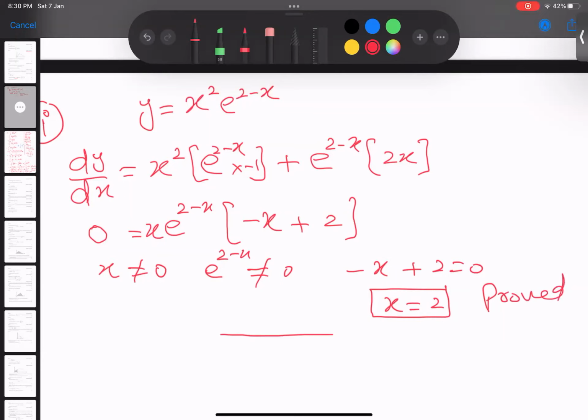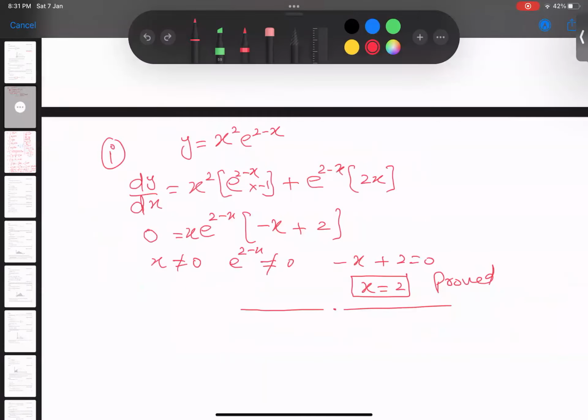So the first part is completely over. Why is x not equal to 0? Because if x becomes 0, the whole expression becomes 0. And why is the exponential value not equal to 0? Because, as I taught you, whenever I want to bring it down I take the log of both sides, and the log of 0 gives you a math error, which is not possible. So that is why it is a very easy approach.